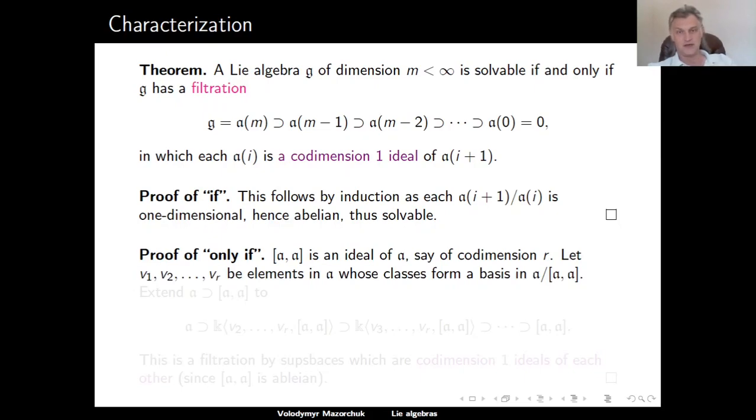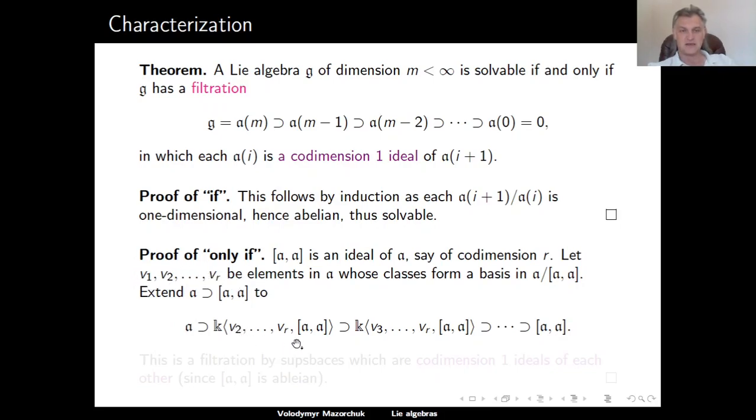In order to do that, for an arbitrary Lie algebra A, let us show that the inclusion of the derived algebra of A into A can be extended to a filtration by codimension 1 ideals. Let us choose some elements in our algebra A whose classes give a basis of the quotient of A by the derived algebra. Then we can extend the inclusion of the derived algebra into A in the following way. A is a linear span of the derived algebra and all these elements.